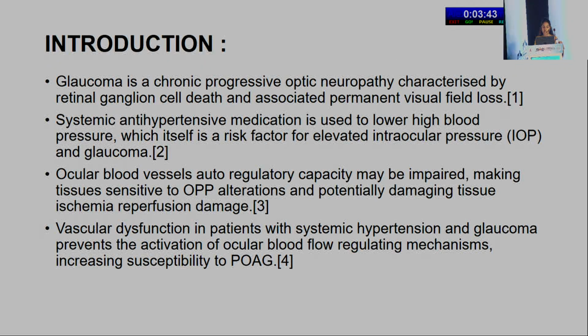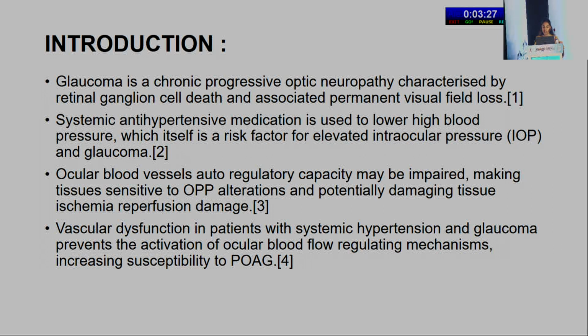Coming to the introduction, glaucoma is a chronic progressive optic neuropathy characterized by retinal ganglion cell death and associated permanent visual field loss. Systemic antihypertensive medication is used to lower high blood pressure, which itself is a risk factor for elevated intraocular pressure and glaucoma.